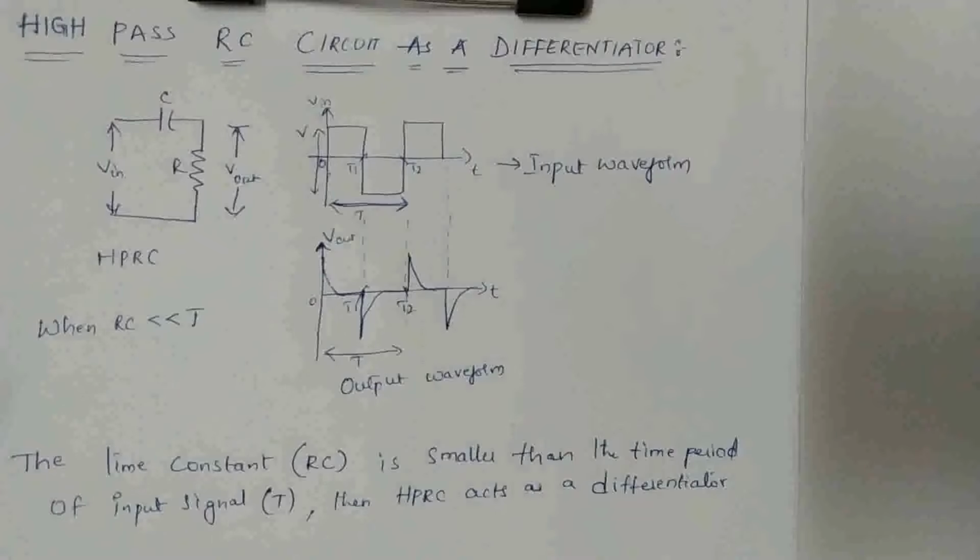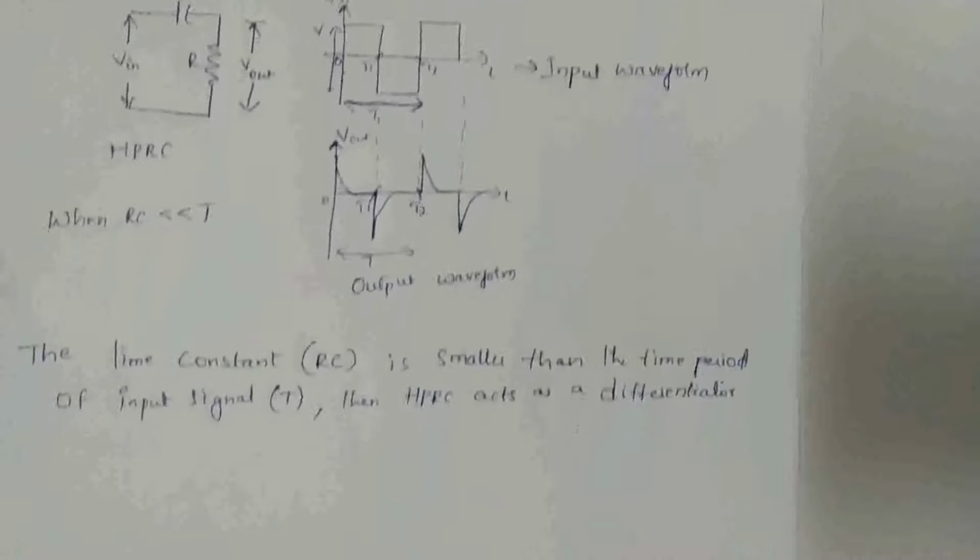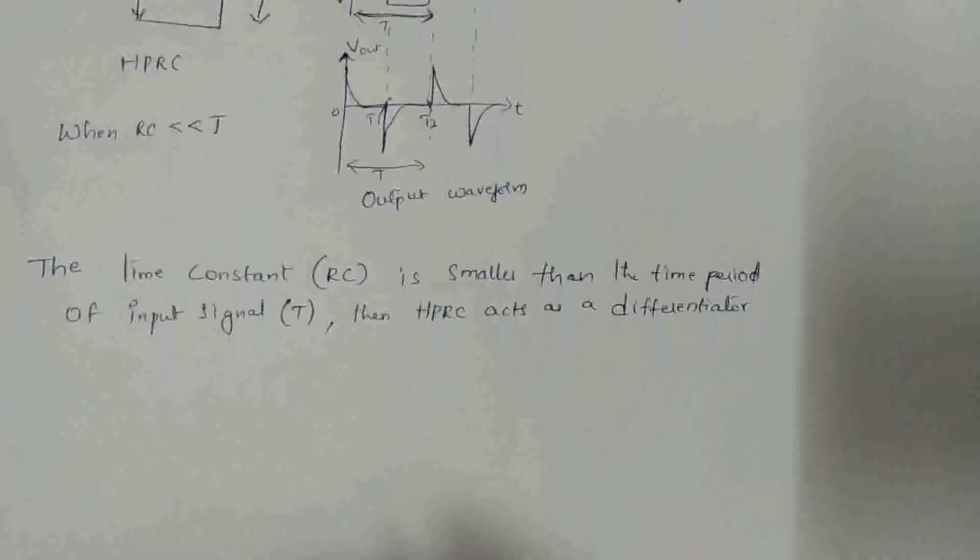When a low frequency signal is applied to the HPRC circuit, the reactance of the capacitor will be very large compared to the resistor. So most of the input voltage will appear across the capacitor. There is no voltage drop across the resistor, or it is very small. Okay, from this we can write the input equation as follows.